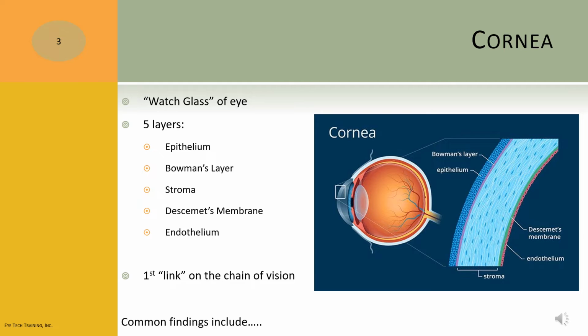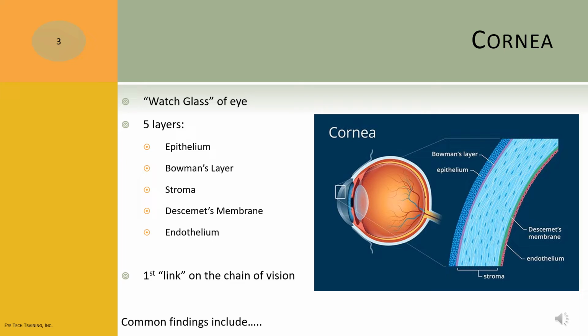I also like to refer to the cornea as the first link on what I like to call the chain of vision, meaning when light comes into the eye, it must pass through 3 structures: the cornea first, the natural lens of the eye, and then it comes into focus on the macula. So the cornea is the first link on that chain of vision that allows us to see.